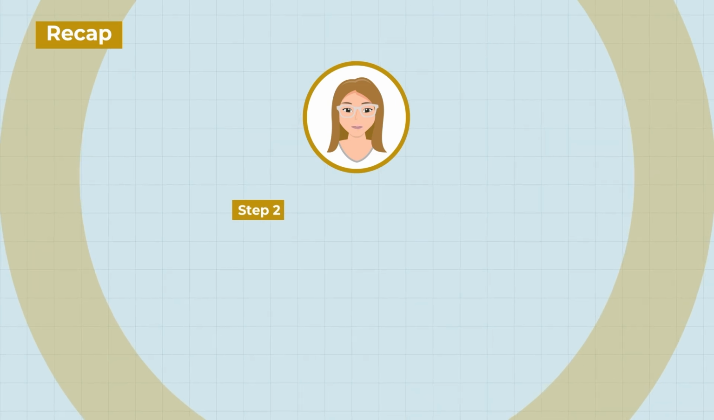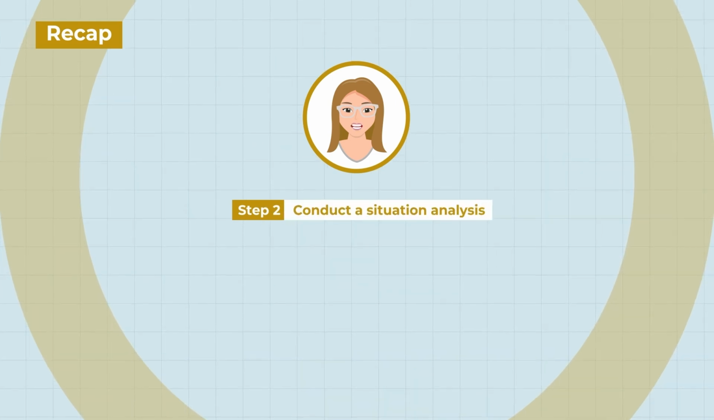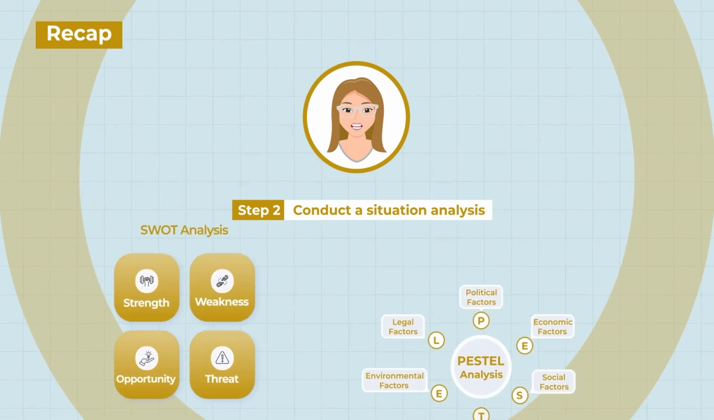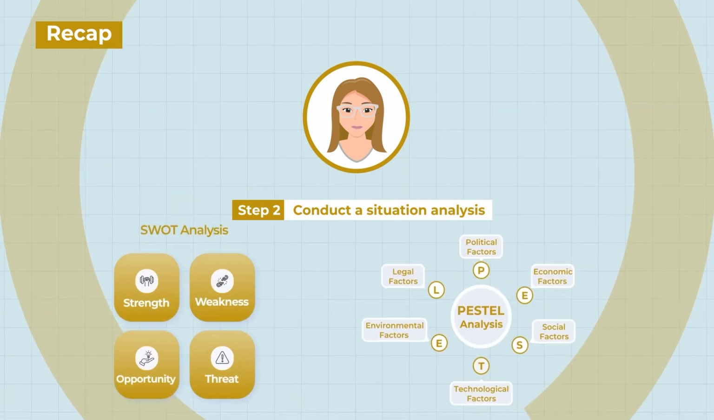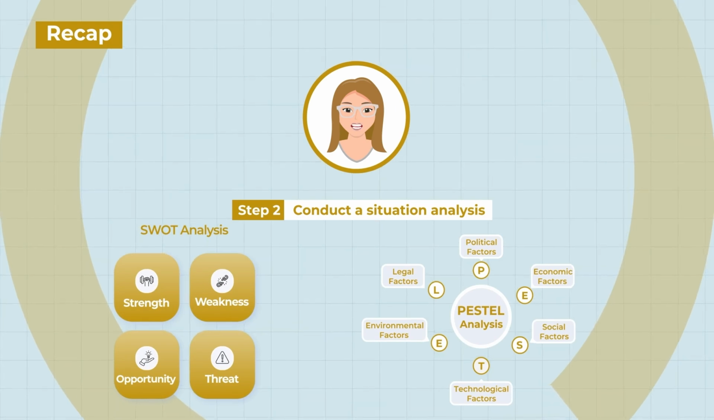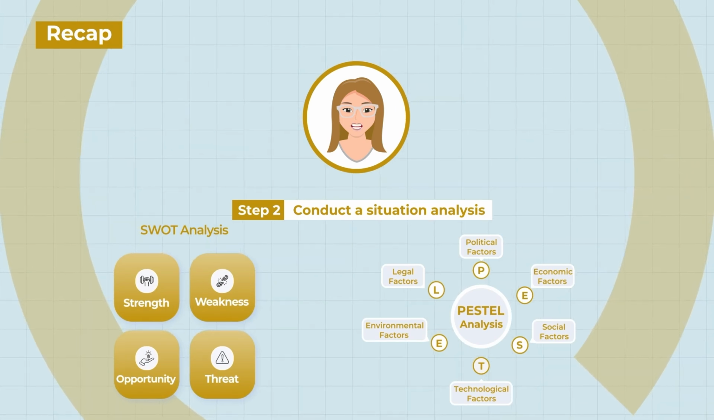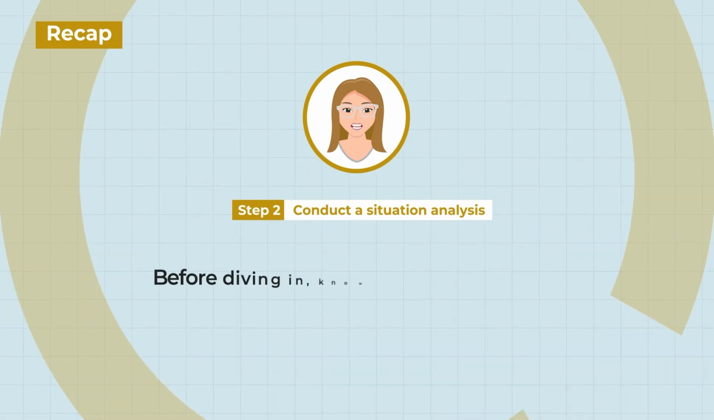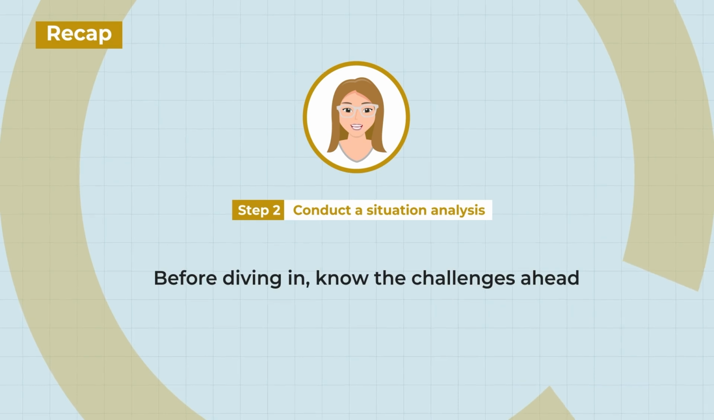Then, in step 2, we did a situation analysis. We looked around to get the lay of the land. You might remember when we talked about SWOT and PESTLE. Those aren't new energy drinks. They're tools to help you figure out your strengths, weaknesses, and what's going on in the world that could help or hinder your program. Basically, it's about knowing what you're up against before you dive in.